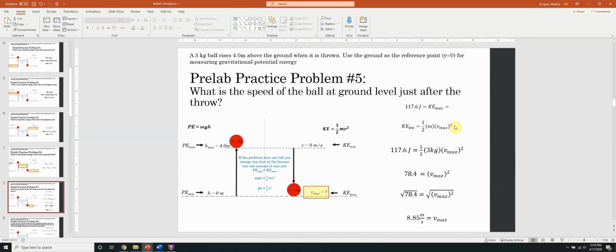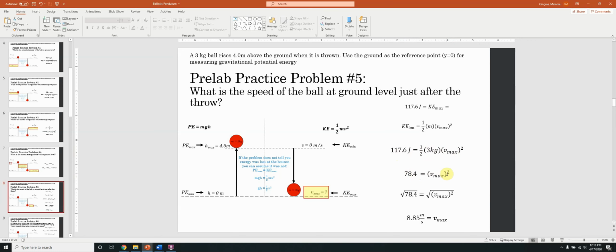So when we plug in our known values, we know that our maximum kinetic energy is 117.6 joules, and that's going to be equal to 1/2 times the 3 kilograms that our ball weighs, times our velocity max squared, which is what we're trying to solve for. So if you multiply 1/2 times 3, you get 1.5. And then if you divide both sides by 1.5, you'll get 78.4 on this side, and you'll get Vmax squared by itself on this side.